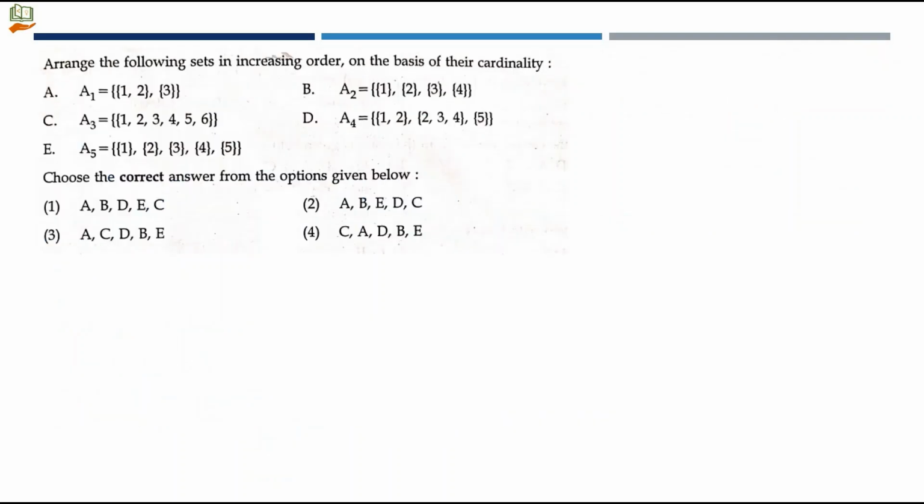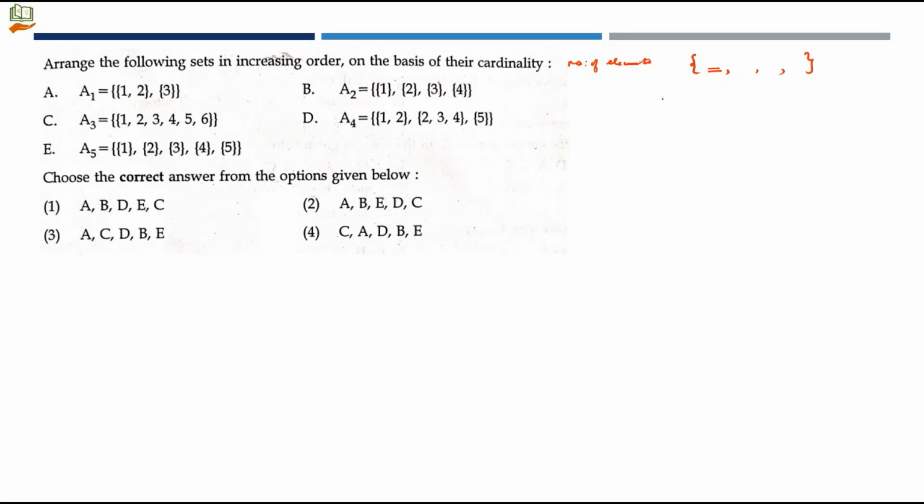Next question. Arrange the following sets in increasing order on the basis of their cardinality. The number of elements inside the set is called cardinality. Just take the opening curly brace and close curly brace. See the commas here. Don't worry about what is present inside the comma. Just count how many elements are there with comma.